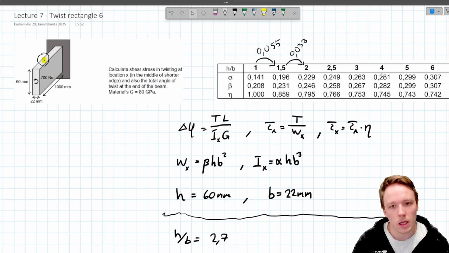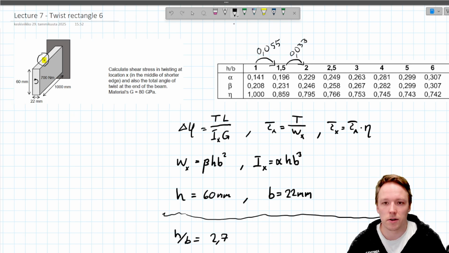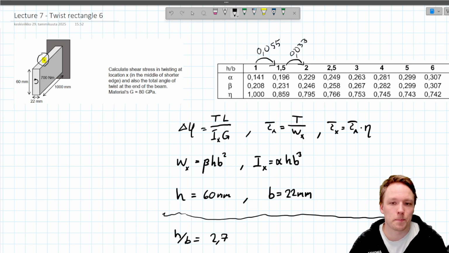On this table I have drawn in these values, and this is the change of value alpha when we go from 1 to 1.5 and from 1.5 to 2. And you can straight away see that these values don't behave linearly, which means that we cannot just calculate the exact value for a ratio of 2.7. So we are just going to estimate it in this case. And how do we estimate it in this case?